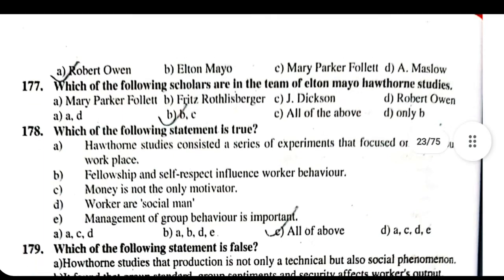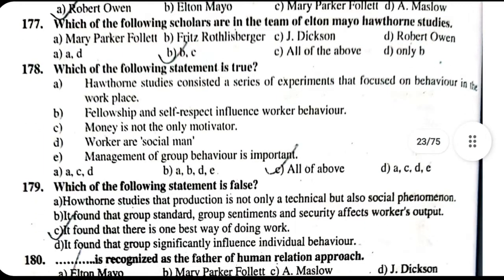Question 70. Which of the following statements is false? A. The Hawthorne studies found that production is not only a technical but also a social phenomenon. B. It found that group sentiments and security affect workers' output. C. It found that there is one best way of doing work. D. It found that groups significantly influence individual behavior. The correct answer is C, which is false: it is not found that there is one best way of doing work.